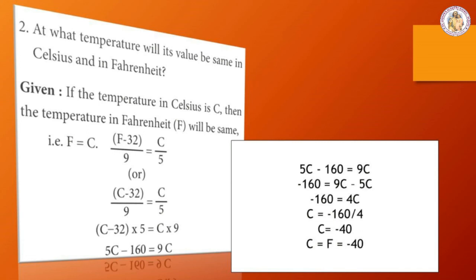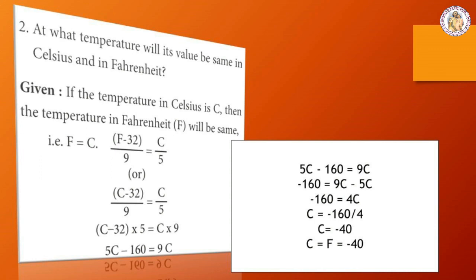Next, to simplify the formula, do the cross multiplication. C minus 32 into 5 is equal to C into 9. So, next step, multiply the 5 inside the values in brackets. So, we will get 5C minus 160 that is equal to 9C. Next, we need the value of C. So, take the 5C to the right hand side. So, minus 160 is equal to 9C minus 5C. So, we are getting minus 160 is equal to 4C.